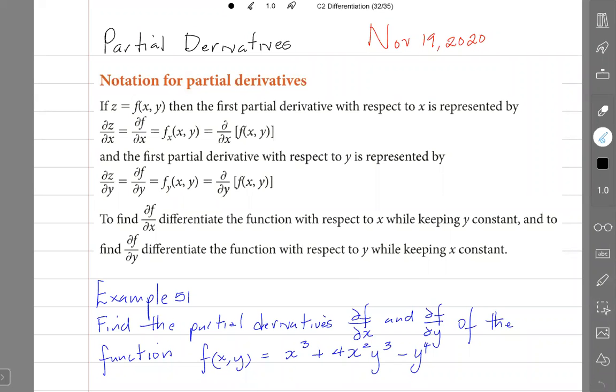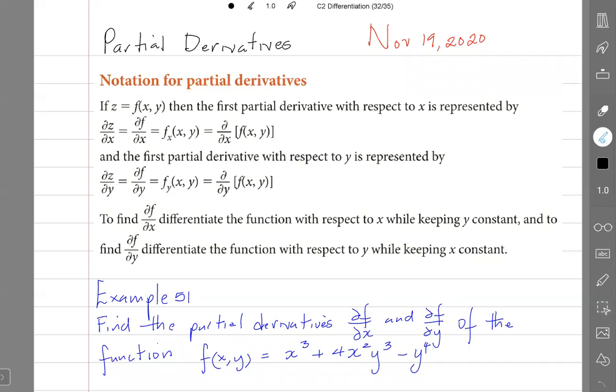All right, so today is November the 19th, 2020, and we're starting partial derivatives. Under that, I have the notation for partial derivatives. If z is a function of x and y, then the first partial derivative with respect to x is represented by del z by del x.